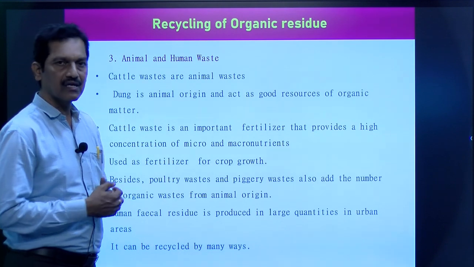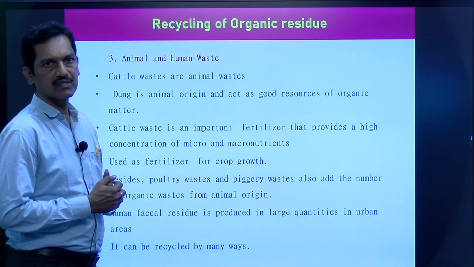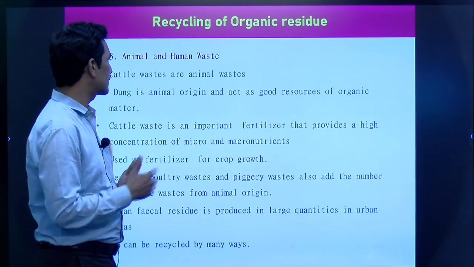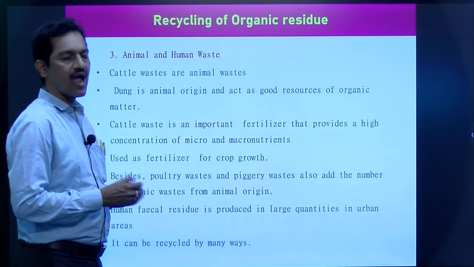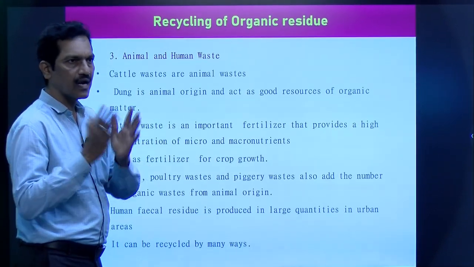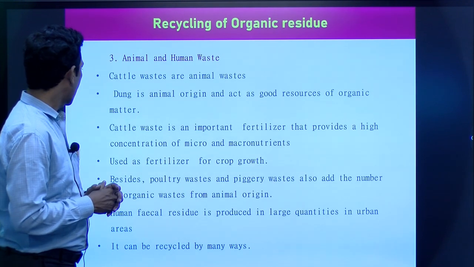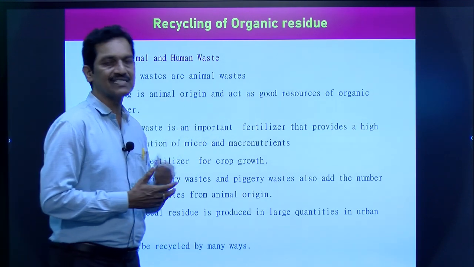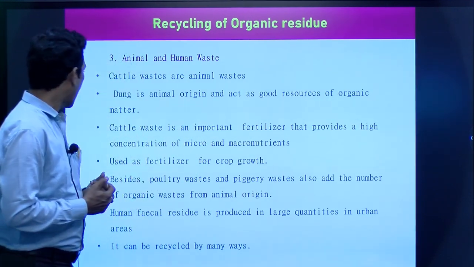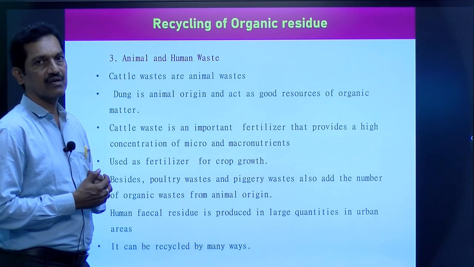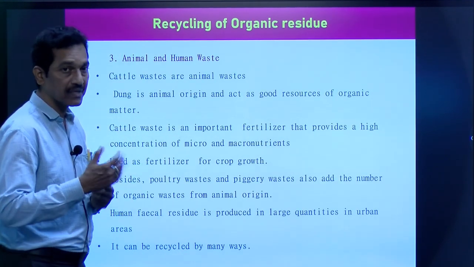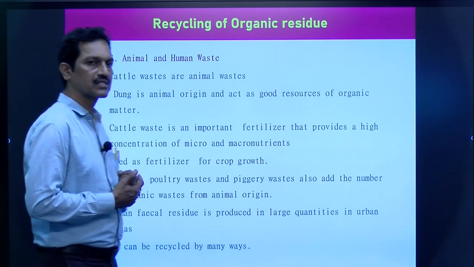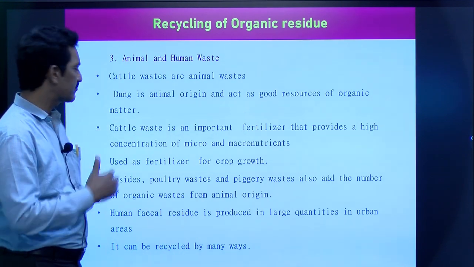If you take dung of cattle, buffaloes, it is generally used as fertilizer and thrown in the fields. That is nothing but organic fertilizer, rich in micronutrients and macronutrients, which are useful for plant growth and development. Along with cattle dung and buffalo dung, there is piggery waste, which is also useful and rich in nutrients and increases the fertility of the soil.